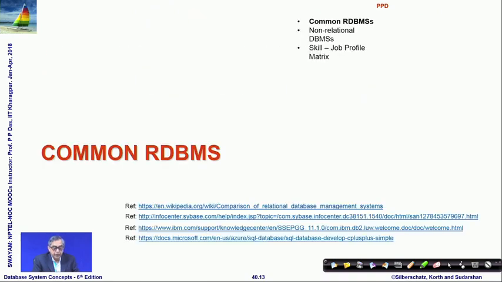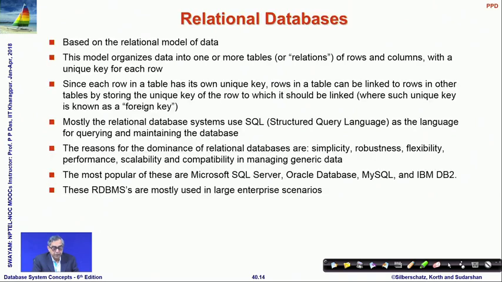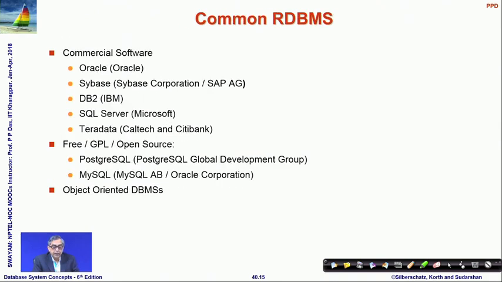So, starting with the common databases, there are several relational database systems. In this slide you summarize basically what are the different aspects of relational database systems, which you have been discussing so far. So, this is just a summary of that. Now, these are the common database systems.